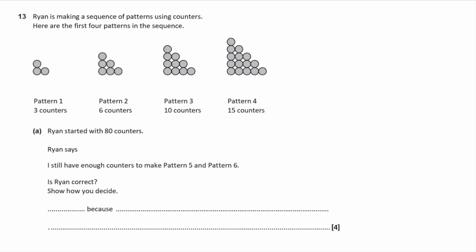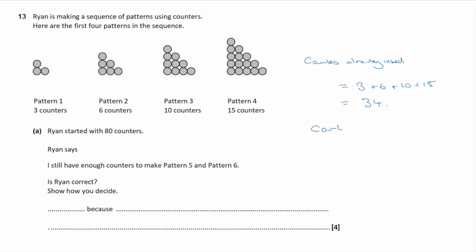Well, how many has he used so far? Counters already used. What's that? That's going to be equal to the 3 that are in the first one, plus the 6 that are in the second one, plus the 10 that are in the third one, plus the 15 that are in the fourth one. So how many has he used up? That's 25 and 9. That's 34 counters. So he's used 34 counters.